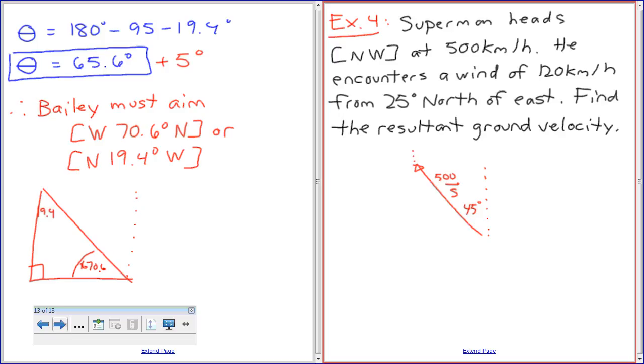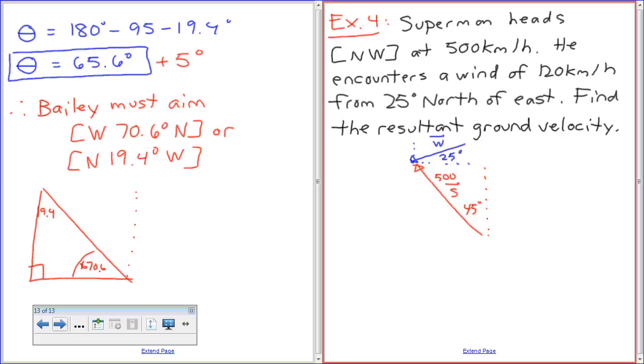I'll draw and move. This is how the wind is blowing, it's blowing from 25 degrees north of east. So if you're standing looking at the wind, you turn 25 degrees north of east and it's hitting you in the face. That's what it's saying.